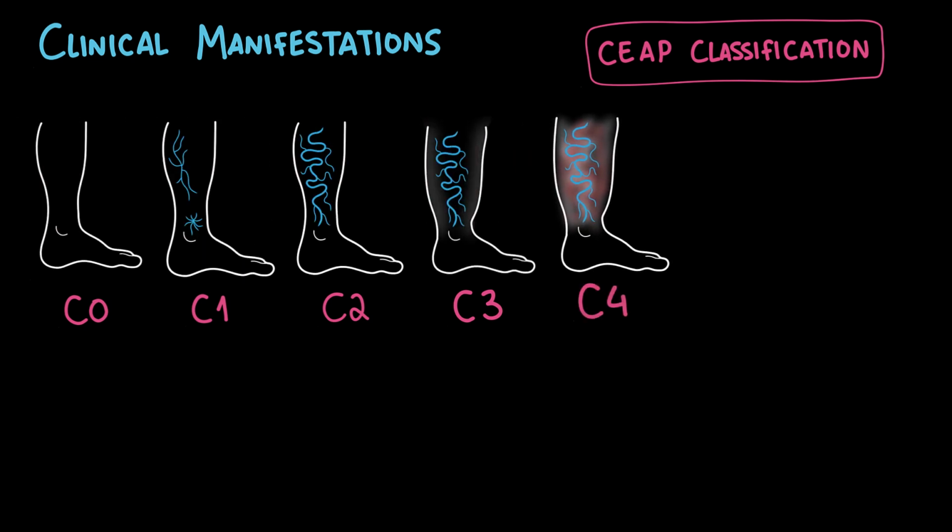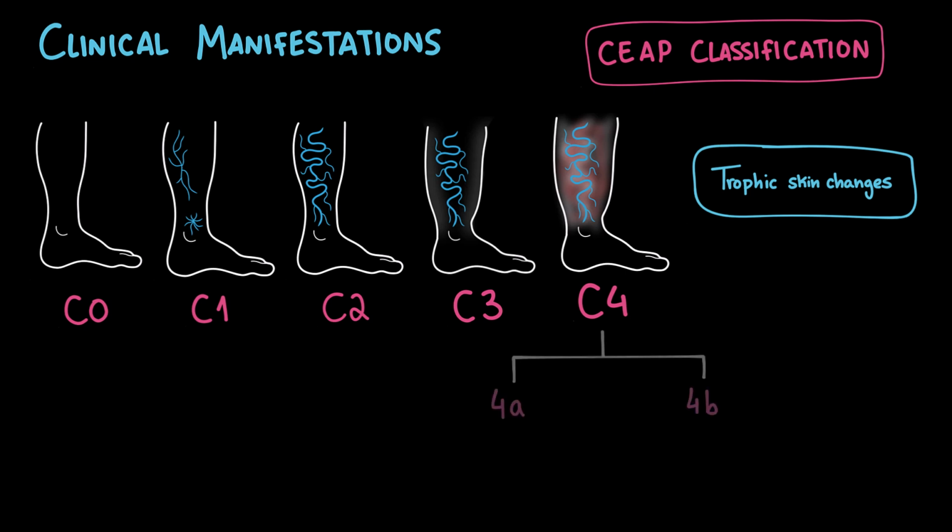By the time patients reach C4, chronic venous hypertension has started to affect the skin and underlying tissues. These are known as trophic changes, and they are divided into two subcategories, C4A and B. In C4A, we can have hyperpigmentation, meaning the skin, usually around the ankles or lower legs, may darken due to iron deposits from red blood cells leaking out of veins. We can also have venous eczema or stasis dermatitis where the skin becomes dry, itchy, flaky, and inflamed.